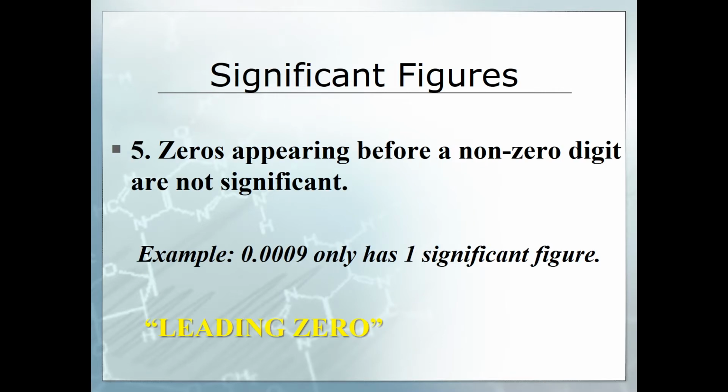Zeros appearing before a non-zero digit are not significant. So any of the zeros that come before a non-zero digit are not significant. So 0.0009 only has one significant figure. They're called leading zeros. They lead the first non-zero digit. They are not significant.